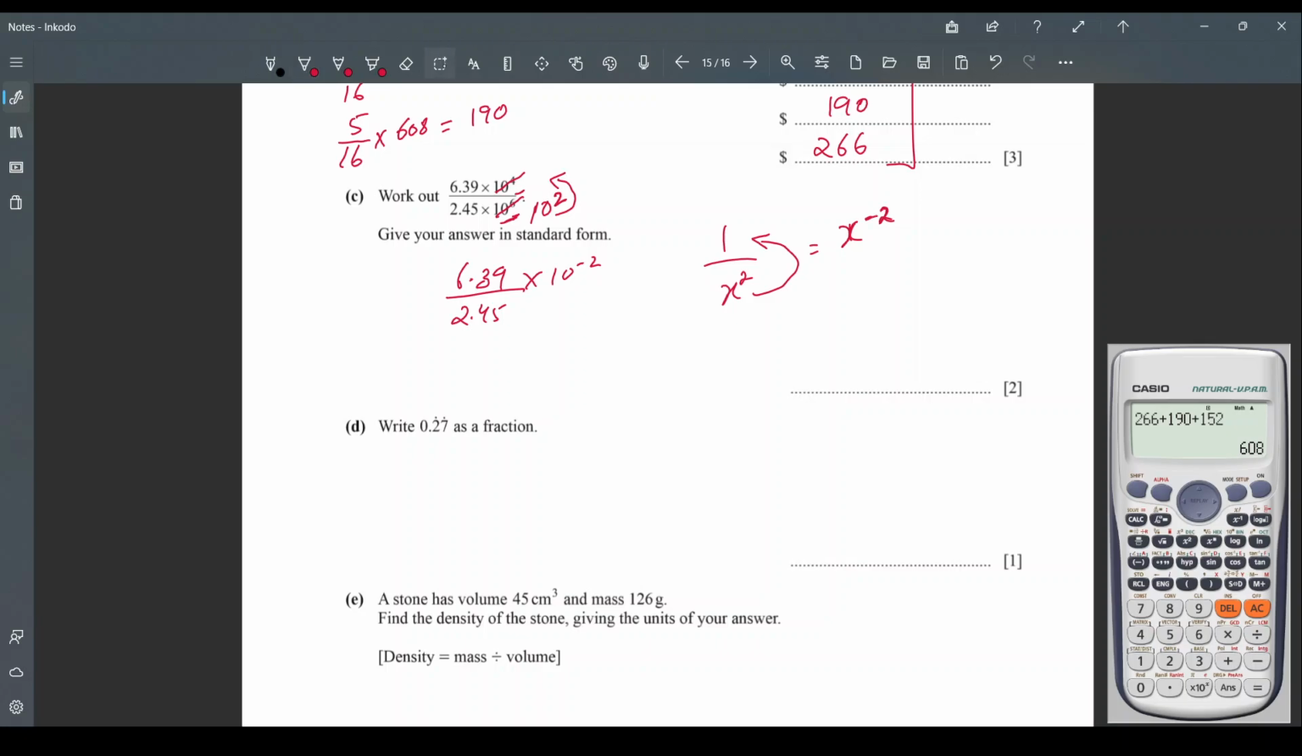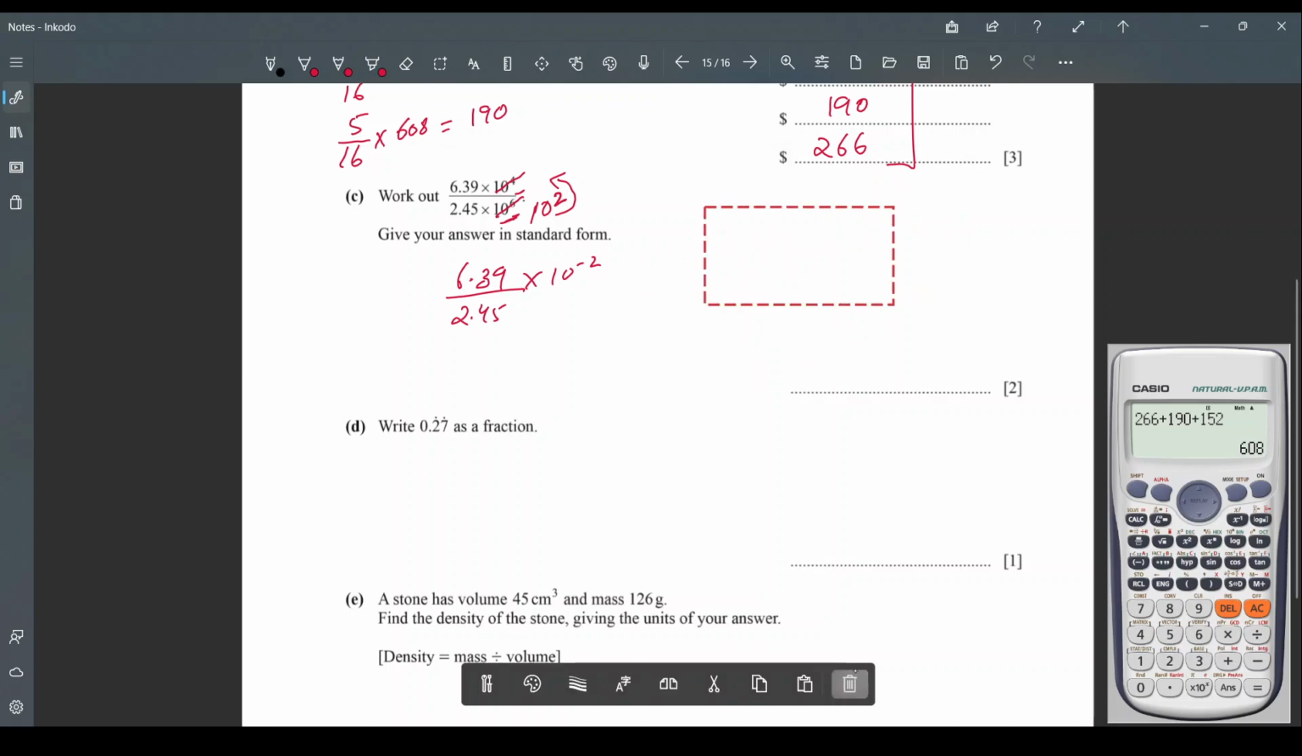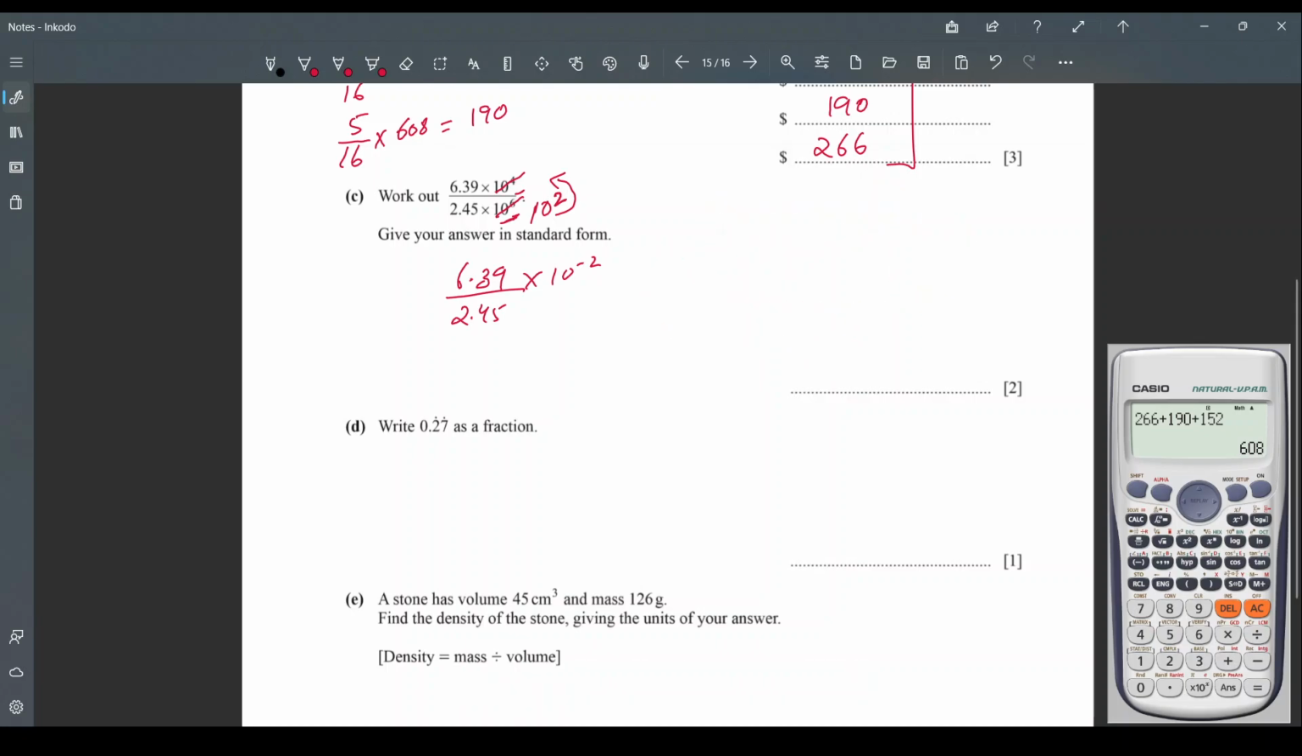So let's find out what is the answer for this. Using a calculator, we can solve 6.39 divided by 2.45. You will get 2.60. So we can write this as 2.60 times 10 raised to the power minus 2. That's our final answer.